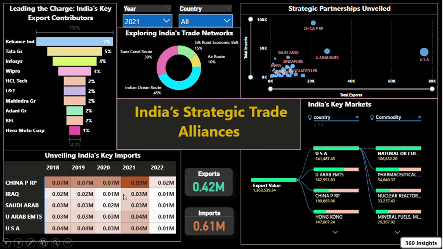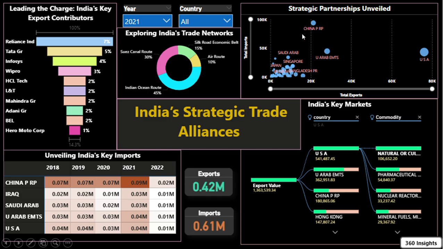And here we see the imports matrix, and here we try to decompose the export matrix, like from export value we are getting more exporting to USA, and what are the key commodities, it is given here. And this is the strategic partnership, I mean which countries and how we are partnering.